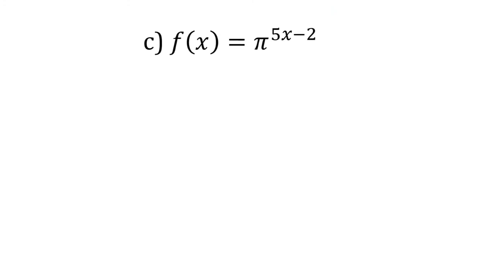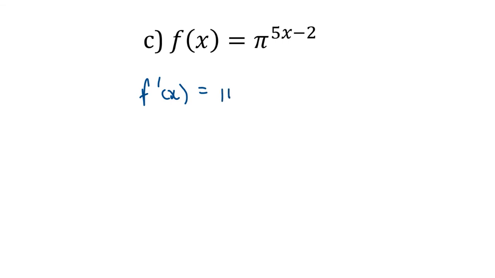Okay, pi to the 5x minus 2. Well, pi is just a number. So this is a base, any other base other than e. So the derivative is going to be pi to the 5x minus 2 times ln of pi, whatever that means. Doesn't matter what that means, okay? Times, in this case, it's just 5. So again, I could rewrite that with the 5 out front, but I'm not going to bother.